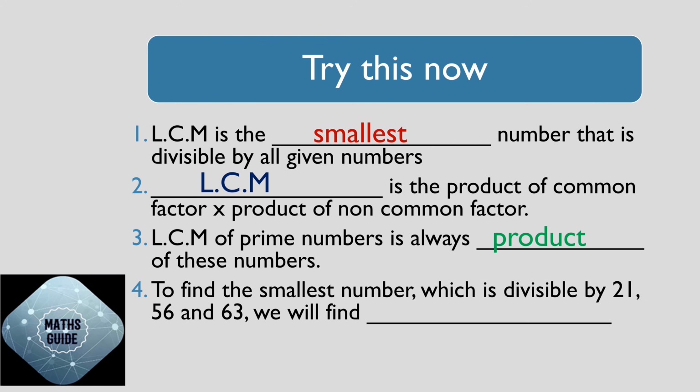For example, we have to find the LCM of two prime numbers that are 3 and 7. So their HCF will be 1, but their LCM will be 21. 3 into 7 is 21. Part 4 is to find the smallest number which is divisible by 21, 56 and 63. We will find their LCM. Now find the LCM of 21, 56 and 63 and write it down in the comment section.